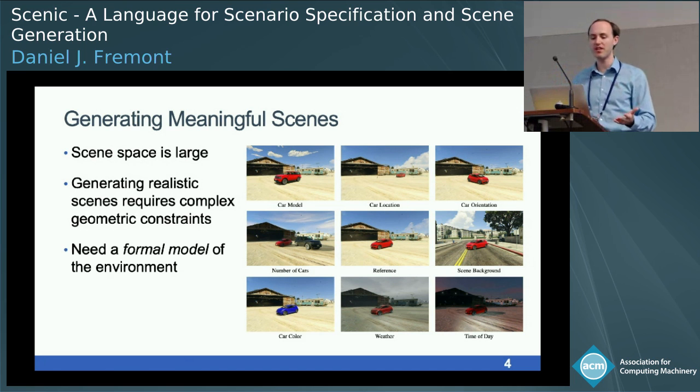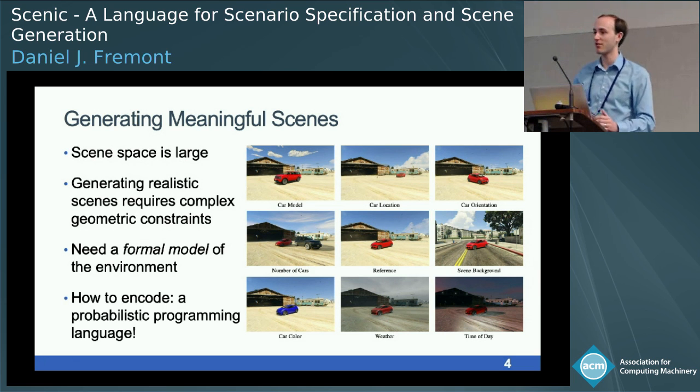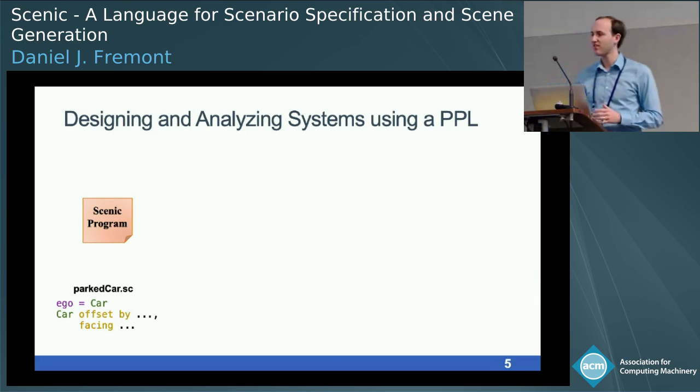So really what we need is a formal model of the environment that these systems are going to be operating in. And the question is, how can we encode that? In this project, we argue a natural way to do that is using a probabilistic programming language. So what does this look like? The idea is you can write a program in such a language. Our language is Scenic, which I'll talk about later. And this describes a set or distribution of possible environments for the system.